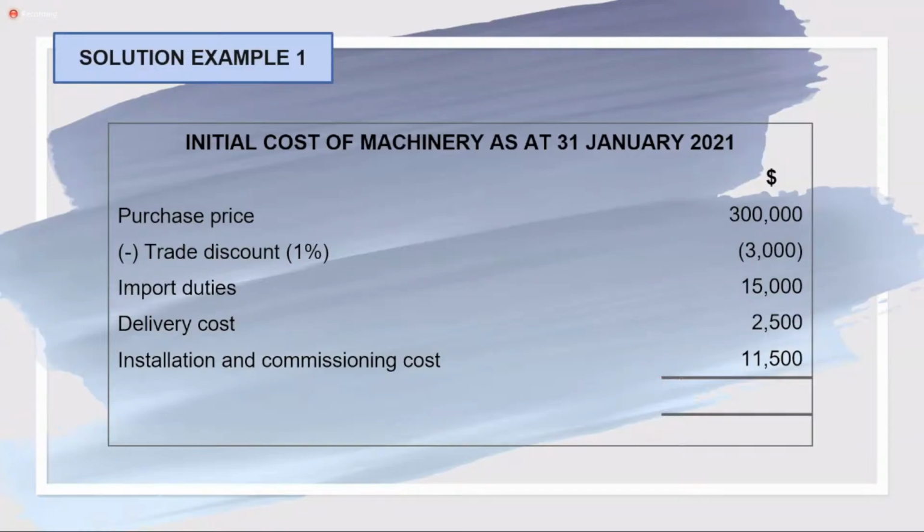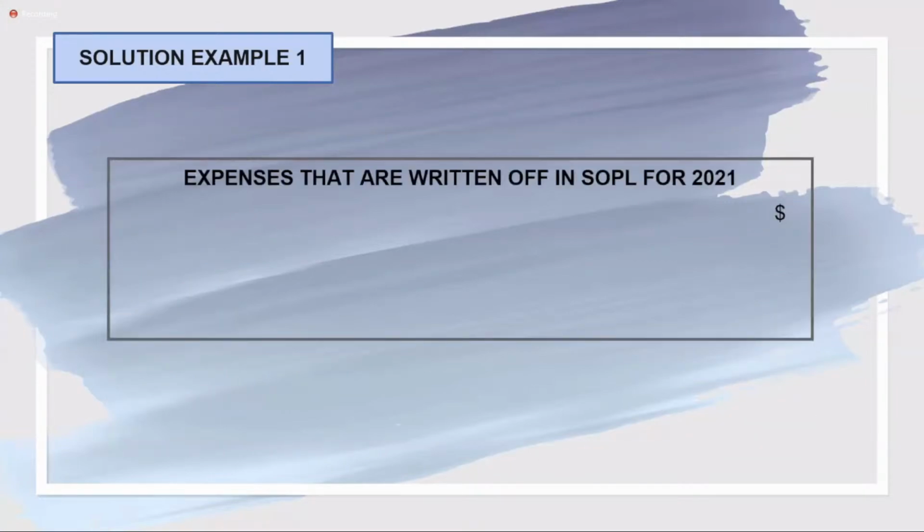Boleh bagi tahu saya nak tulis di sini. How much will be the total here? Total of initial cost that you have here. Berapa anak-anak? Ada yang kira tak? 326,000. Okay, let us look whether your answer is correct or wrong. Okay, good. Correct. Alright, so we go to the next part.